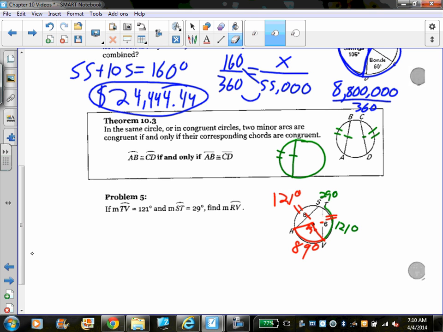So there you have it. Those are the remaining types of problems that we have from section 2 of chapter 10.